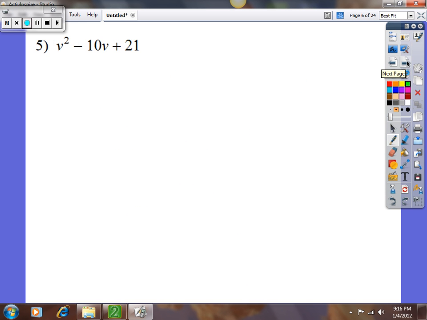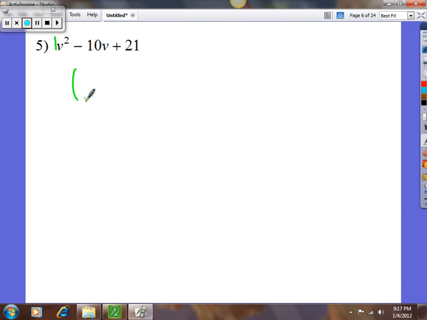Number 5. Your instructions say factor each completely. So v squared minus 10v plus 21. Now, if the number in front of your v squared is 1, then it's pretty slick. It's not too bad. What can you times and get for an answer of v squared? So you're just going to take this addition problem and rewrite it as a multiplication problem. So this right here is your answer. You've got to come up with what kind of a problem gives you this answer.